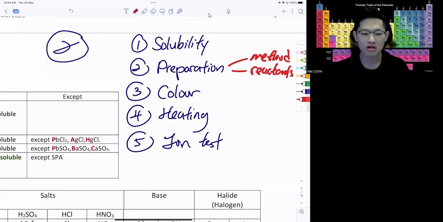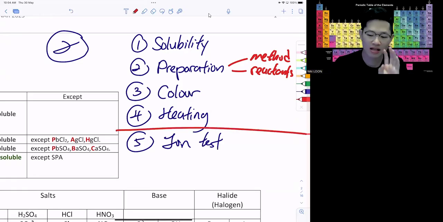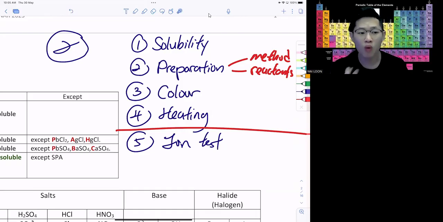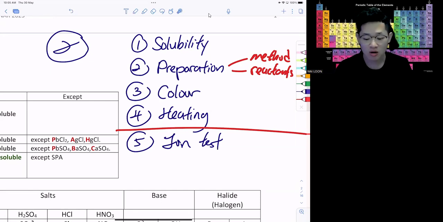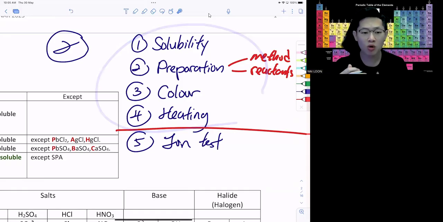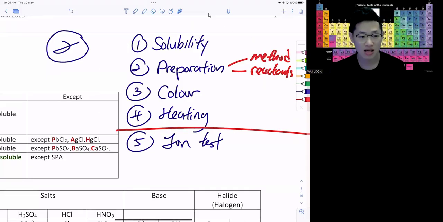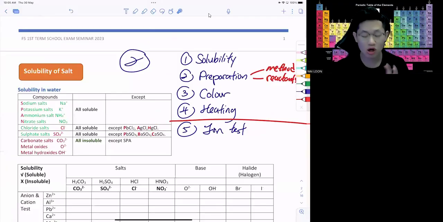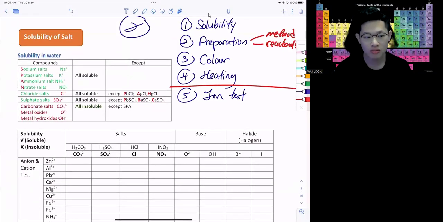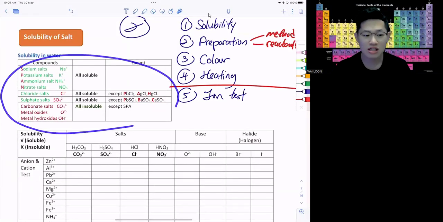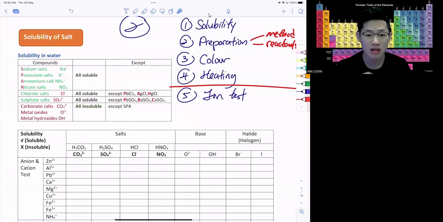If you're not very good with salts, you can always start with the first 4 parts. If you can do solubility, preparation, color, and heating, you should be able to answer almost a complete question already. When you know how to do these 4 parts, only then you move on to the ion test. So let's start with the very first part, solubility of salt. Look at this table. It tells you what kind of salt are soluble and what kind are insoluble.